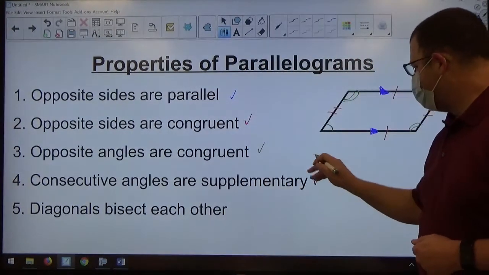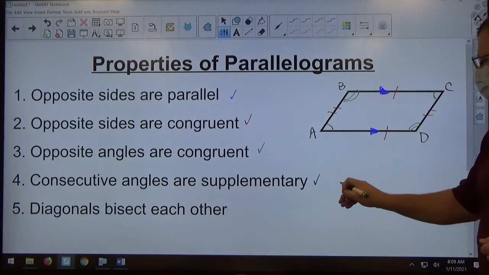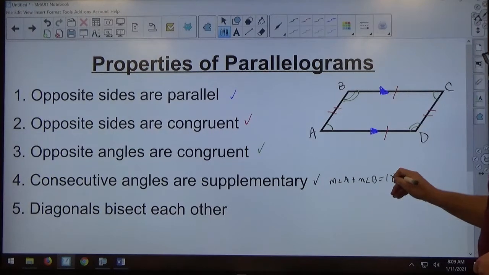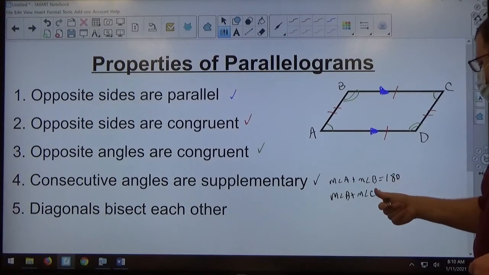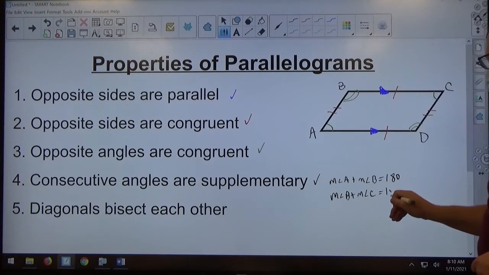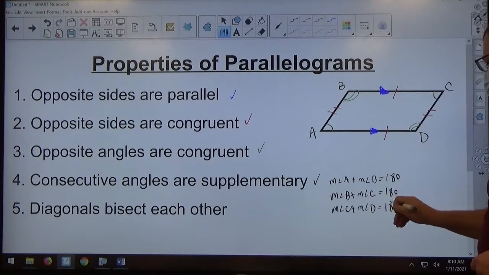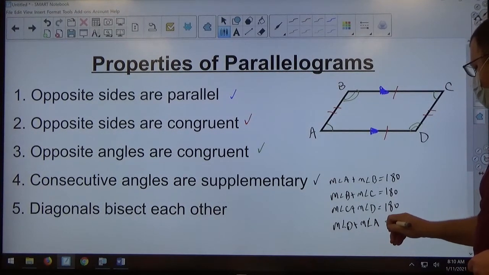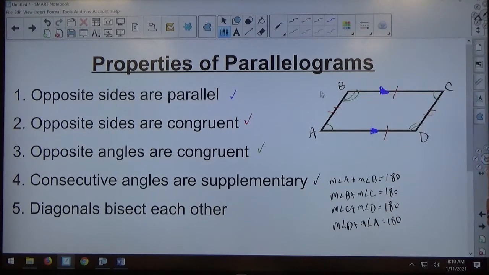For property 4, if we call this parallelogram ABCD, it tells me measure of angle A plus measure of angle B is 180. Measure of angle B plus measure of angle C is 180. Measure of angle C plus measure of angle D is 180. And measure of angle D plus measure of angle A is 180. In general, if I'm at any angle, I go to the next angle over, those add up to 180. One acute plus one obtuse equals 180.